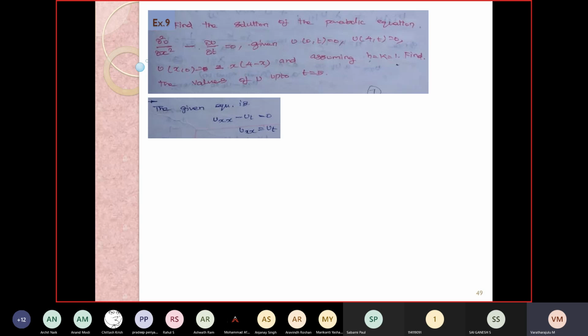This is the problem we are going to solve in the next class. Please make a note. Please write problem number 9, and with this we'll wind up today's class. Find the solution of the parabolic equation ∂²u/∂x² minus ∂u/∂t is equal to 0, given u(0, t) is equal to 0, u(4, t) is equal to 0, u(x, 0) is equal to x(4 minus x), and assuming h is equal to k is equal to 1, find the values of u up to t is equal to 5.